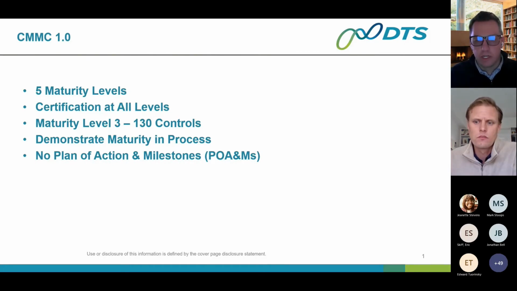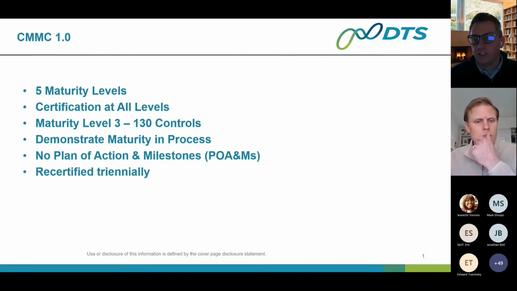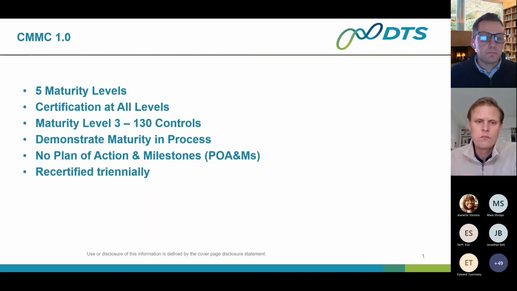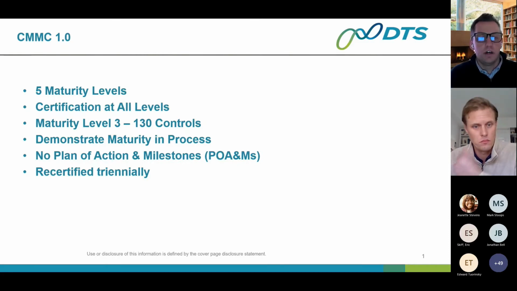And then the next major point of CMMC 1.0: there was no plan of action or milestones allowed for certification, commonly referred to as POAMs. Every organization would have to meet every control at the maturity level they wanted to be certified at. If they weren't compliant with even one control, no matter its complexity, they would not reach that certification. And the final major point here is that all organizations would have to be recertified every 3 years. This would be to make sure that they were meeting the ongoing monitoring requirements of CMMC, and again, the maturity aspect of the processes, as well as so that they could demonstrate that they were continuing to meet all of the controls at the maturity level that they were certified at.